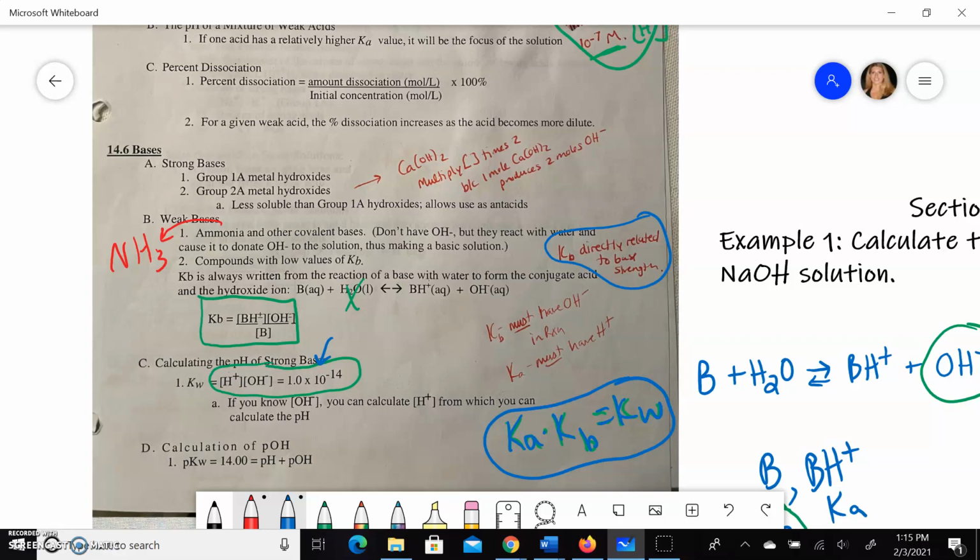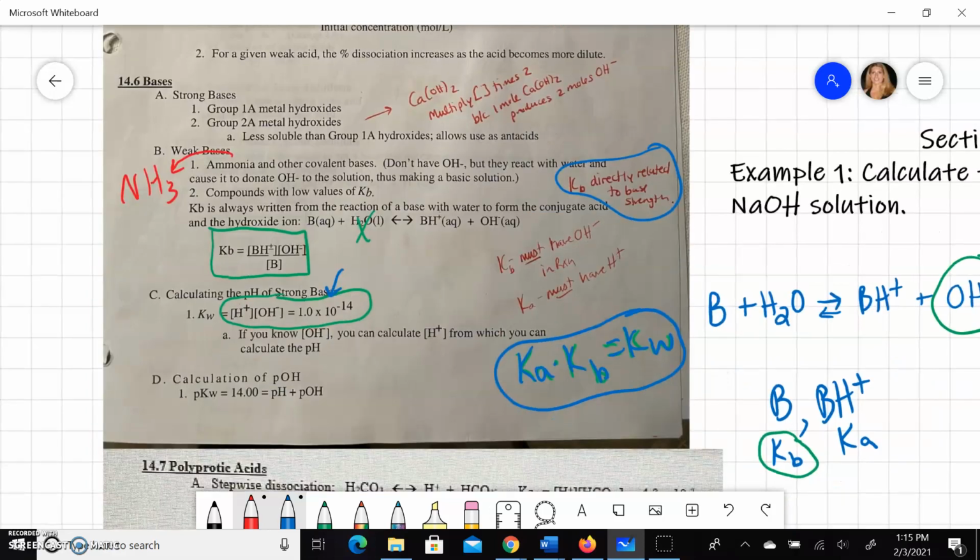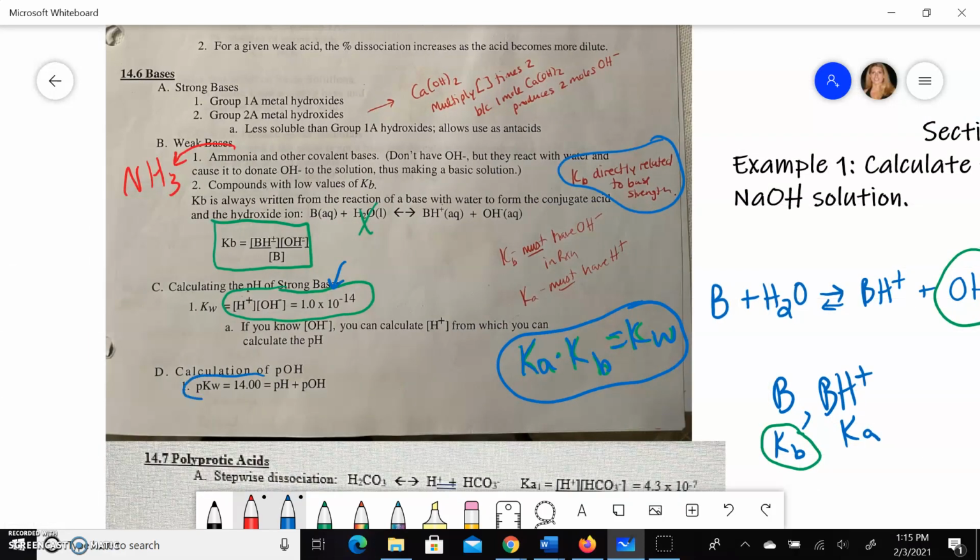And then there's one more equation that you can use sometimes, and that is this one right here. So sometimes if you have one of the P's and you want the other one, you can just add it to get 14 or subtract it from 14. And I'm going to go through several problems for this chapter.